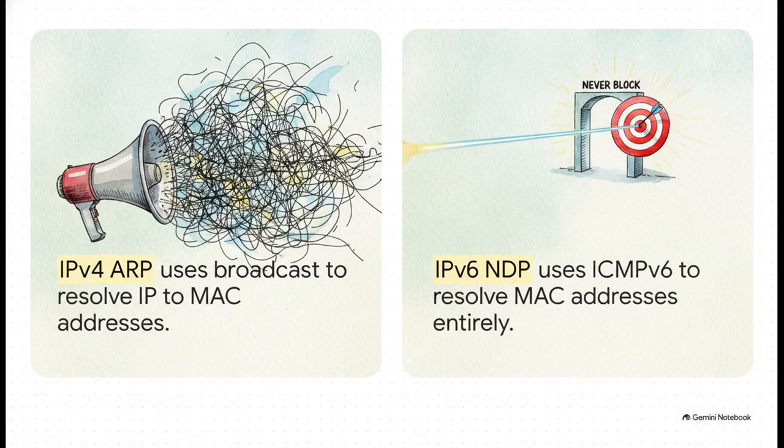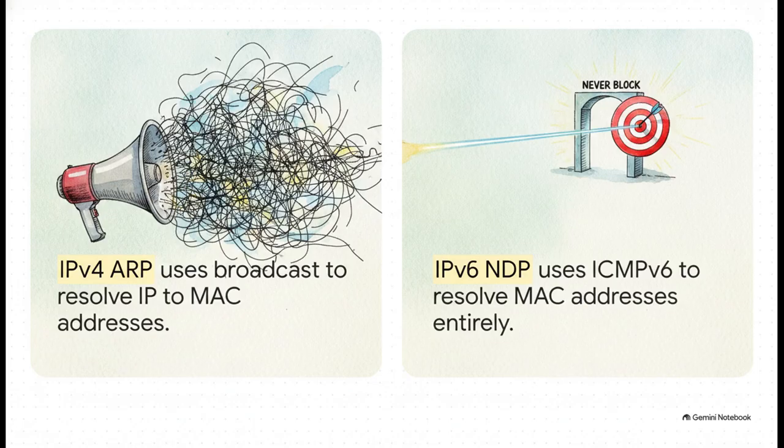And speaking of ICMPv6, here is a critical, absolutely non-negotiable operational shift. You know how IPv4 uses ARP broadcasts to map IPs to MAC addresses? Well, IPv6 completely throws ARP out the window and replaces it with NDP, Neighbor Discovery Protocol. NDP uses neighbor solicitation and advertisement, which is entirely driven by ICMPv6.